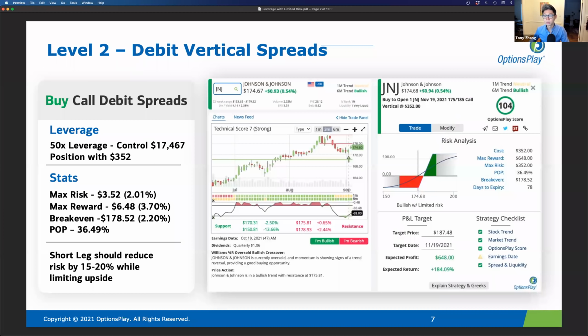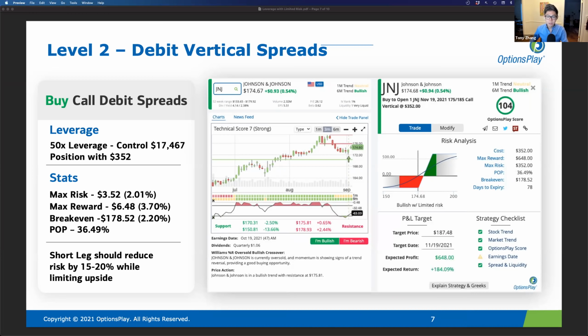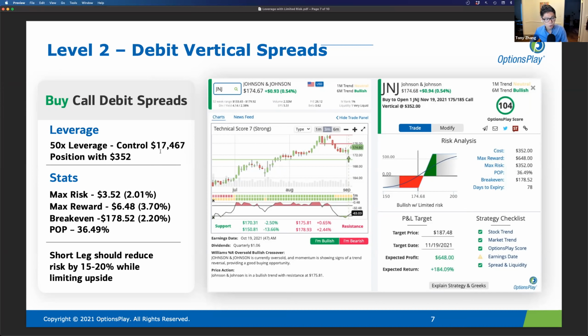So if we just do a little bit of math, 515 minus the $352 that's now the spread is costing, I'm actually collecting about $1.63 to sell the November 185 calls. And what this $1.63 that I collect allows me to do is that now I'm controlling the same $17,467 for just $352. This increases my leverage to 50 times leverage. Before I had 34 times leverage. Now I have 50 times leverage.